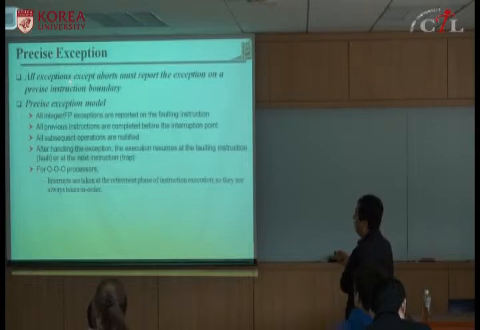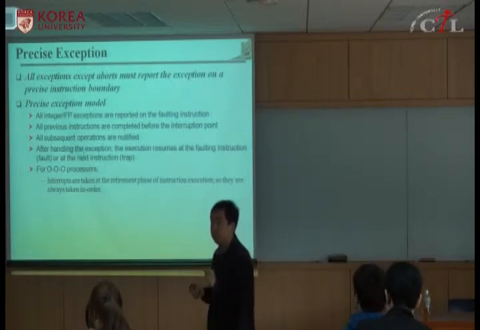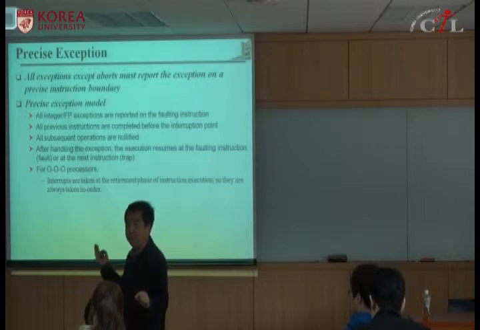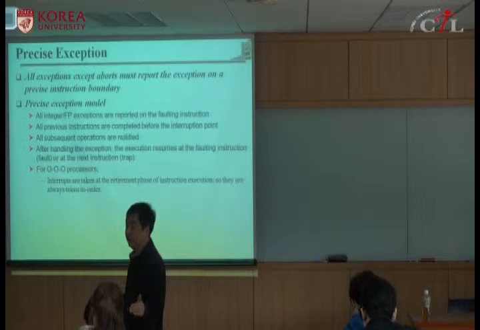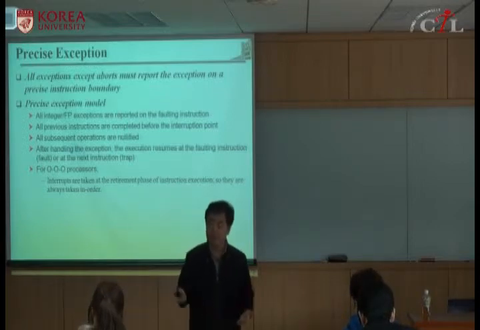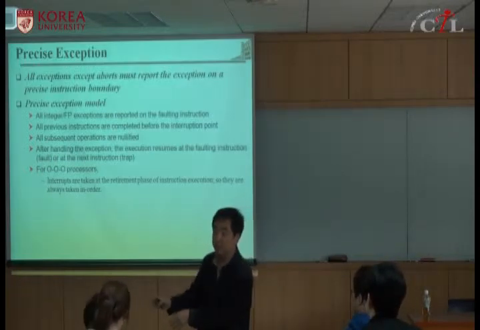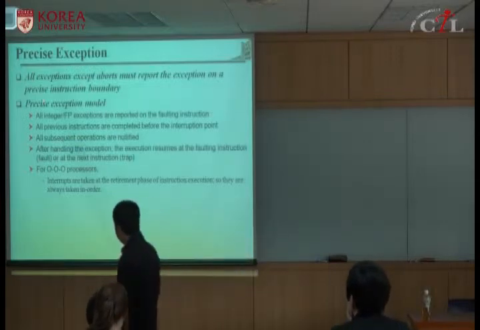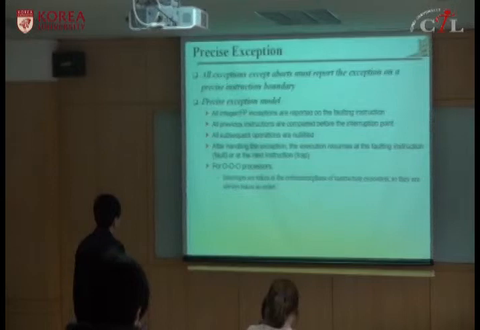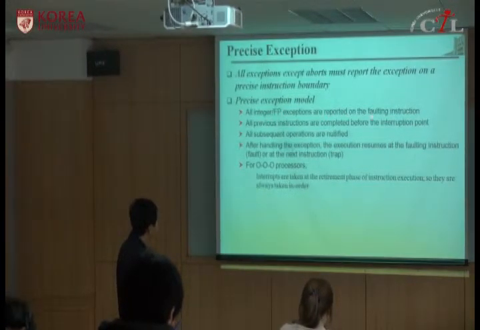So all exceptions except abort must report the exception on a precise instruction boundary, which means for a fault, it should report the fault at the faulty instruction. So next time when you go back to the resumed process, you should restart from the faulty instruction. If it's a trap, then you should go to the next instruction, because trap means you have completed the trapping instruction. So the precise exception model means all integer and floating point exceptions are reported on the faulty instruction.